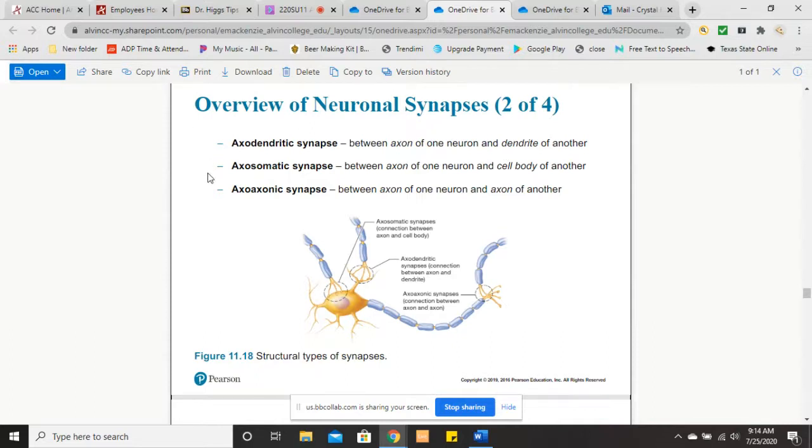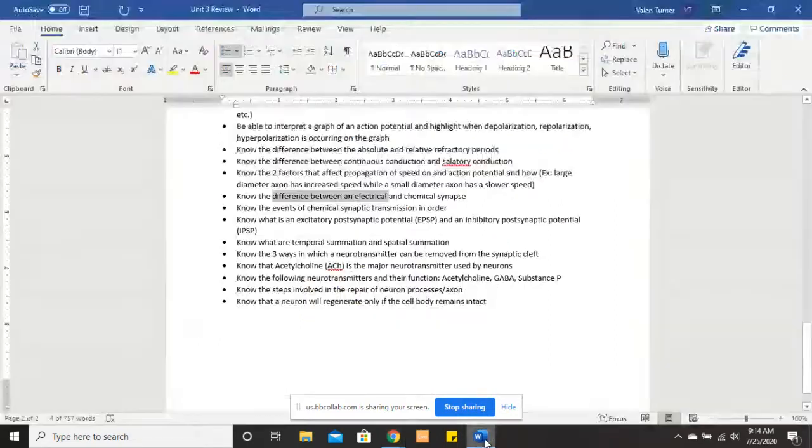Or I could have the axon of one neuron talk to the cell body or the soma of another neuron. That's an axosomatic synapse. Or I could have the axon of one neuron literally talk to the axon of another neuron. That's an axoaxonic synapse. Remember, don't be intimidated by names in this class. They tell you what's going on.